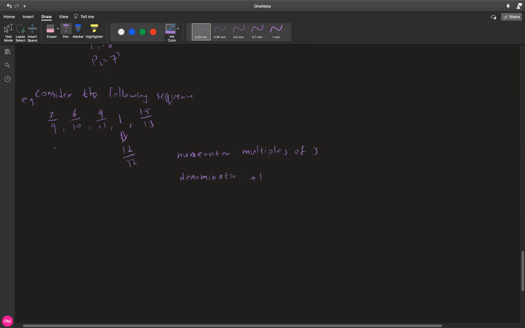So what's the next term? Let's say this is first, second, third, fourth, and fifth. Then what's the 7th term? Logically, because we're going up by a multiple of 3, after 15, if you add 3, it's going to be 18. In the denominator, because we're going up by 1, it's going to be 14. And the 8th term, we're going up by 3 in the top, so it'll be 21, and going up by 1, so it's 15.